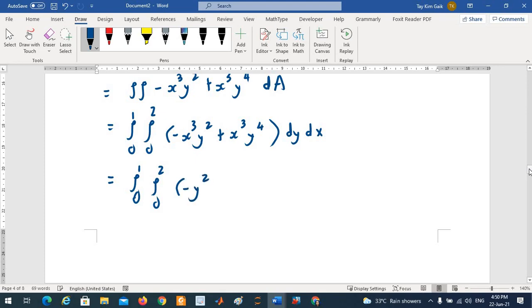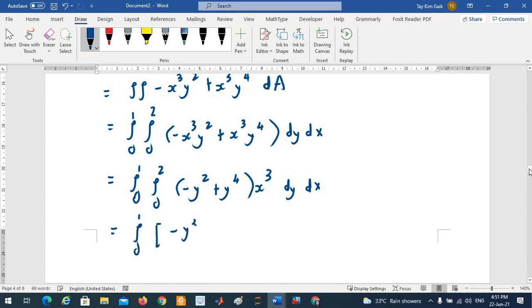Okay, negative y squared plus y to the power 4, times x cubed, and then dy dx. Factor out x cubed, because I would like to integrate with respect to y first, so x cubed is constant. When I factor out x cubed, now I have negative y squared plus y to the power 4 in brackets, times x cubed, dy dx. Now integrate with respect to y.